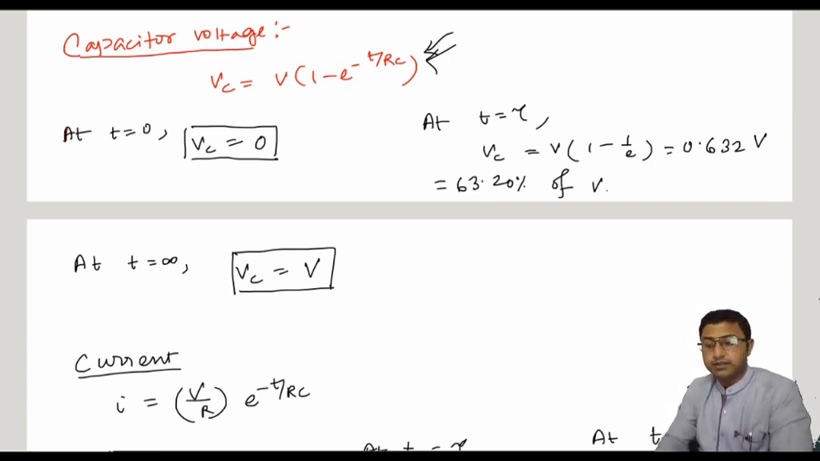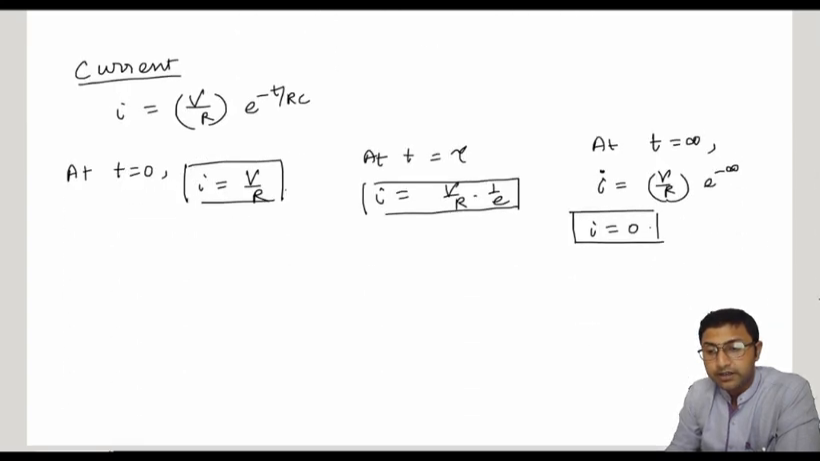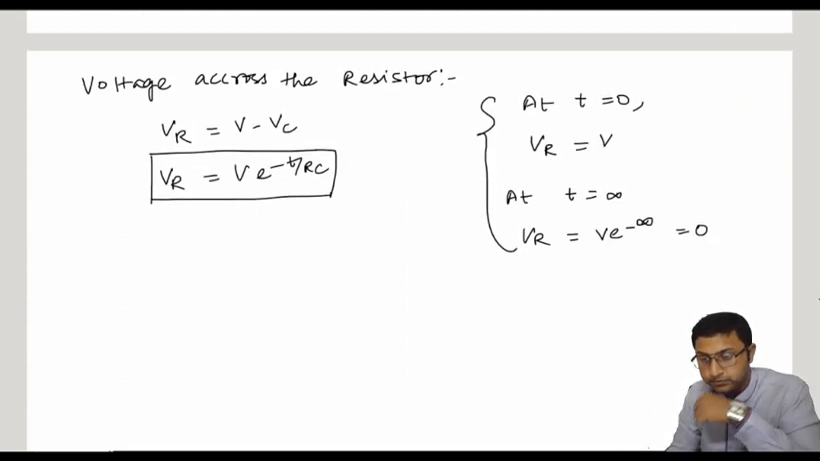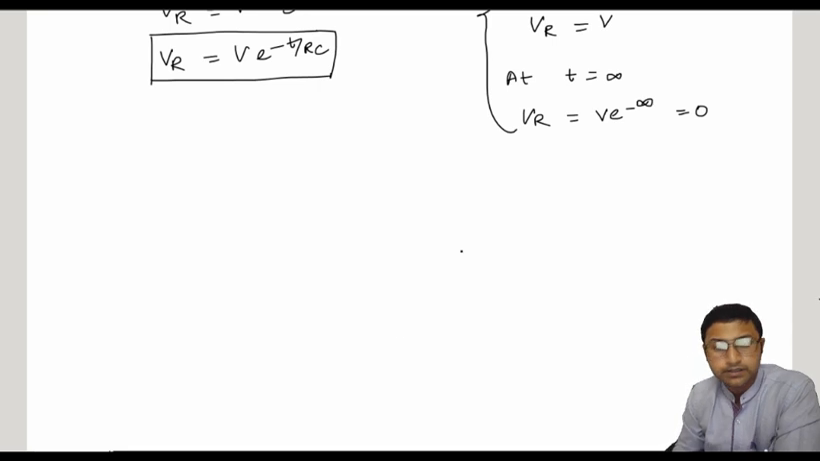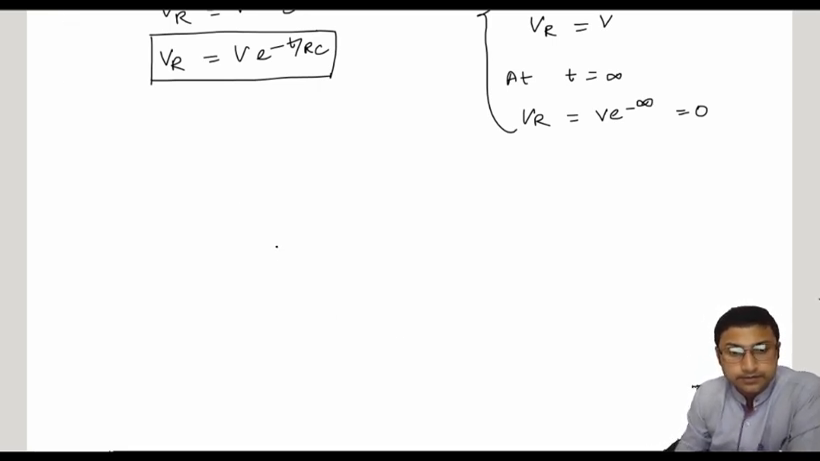So this is basically all about the transient analysis of the series RC circuit when the switch is on, and the graph will be like that. Suppose this is the axis.